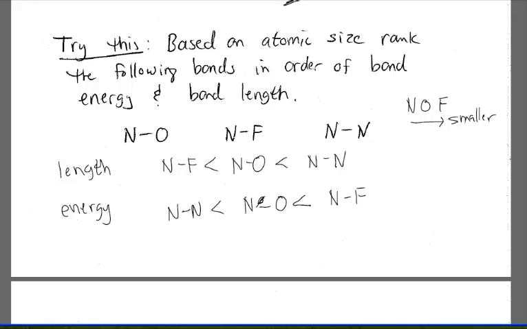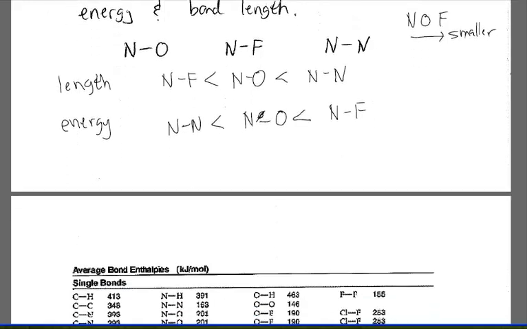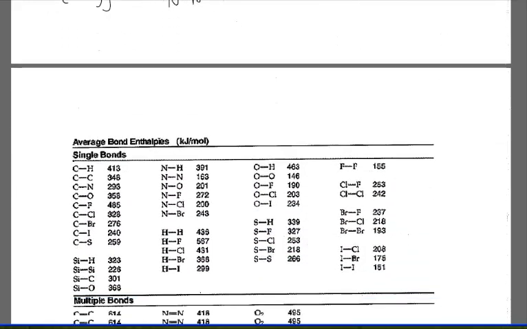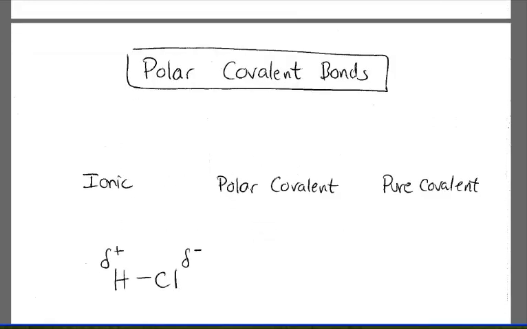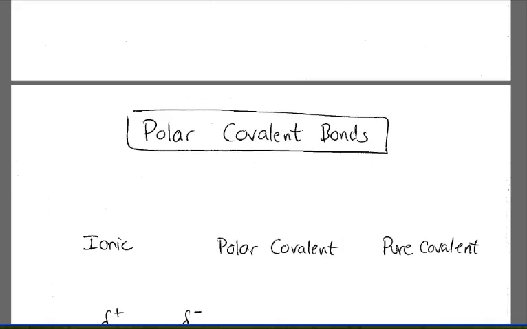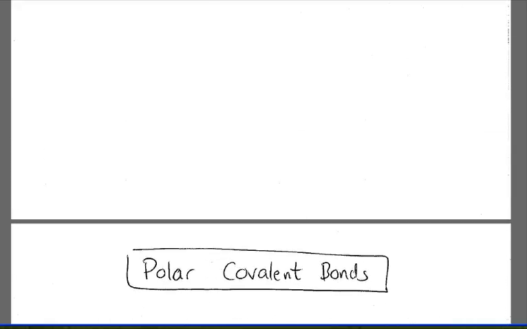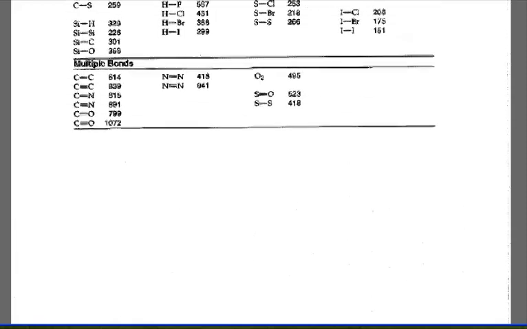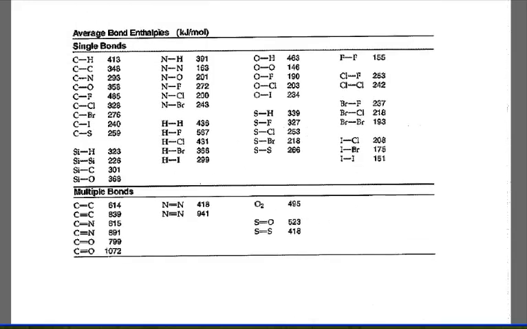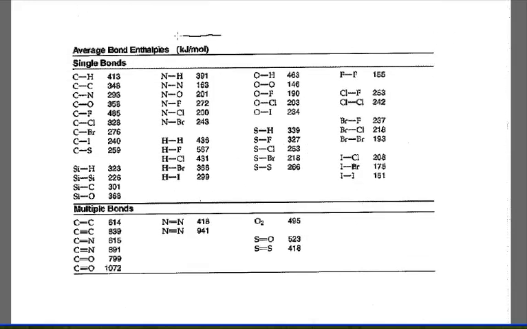And we can actually compare those on a chart. There's charts of average bond enthalpy. Whoops, went too far. So we'll go back to that. And this is something you will be using from your textbook or from elsewhere. So we can look at the enthalpies are listed in energies of kilojoules per mole. And so we can right here compare nitrogen-nitrogen, nitrogen-fluorine, and nitrogen-oxygen, and see that the energies, anyway, are smallest for nitrogen-nitrogen, then oxygen, then fluorine, just like we predicted.